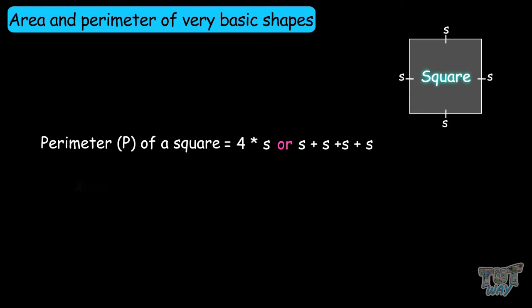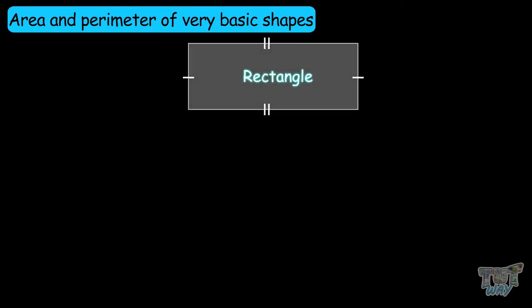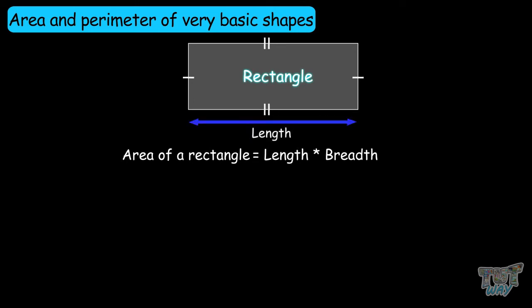How do we find the area of the square? We multiply the side with the side. Let's move on to the rectangle. We find the area of the rectangle by multiplying its length with its width. That is multiplying the longer side with the length of the shorter side.